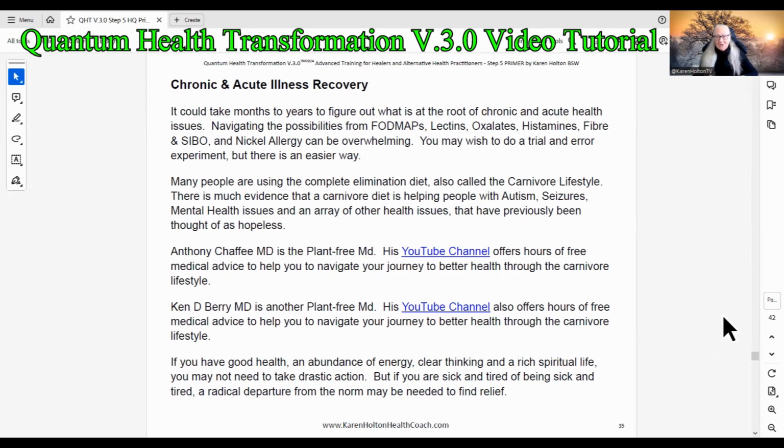You may wish to do a trial and error experiment, but there is an easier way. Many people are using the complete elimination diet, also called the carnivore lifestyle. There is much evidence that a carnivore diet is helping people with autism, seizures, mental health issues, and an array of other health issues that have previously been thought of as hopeless.